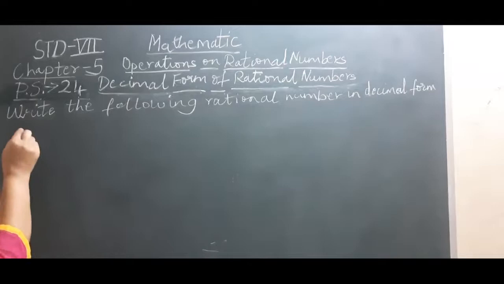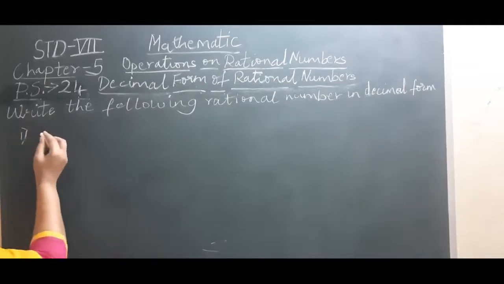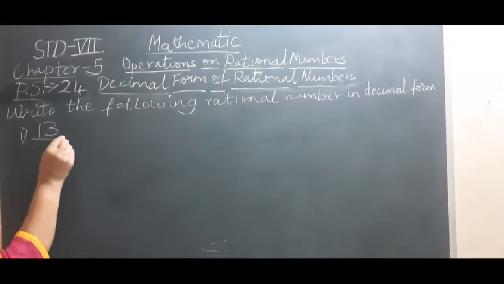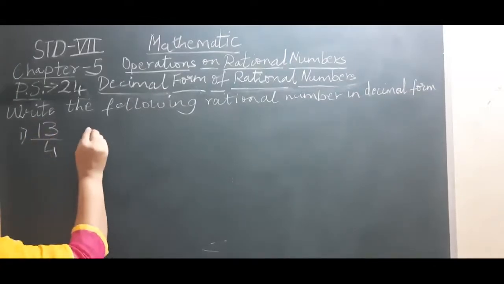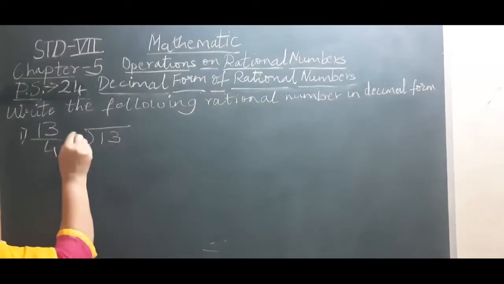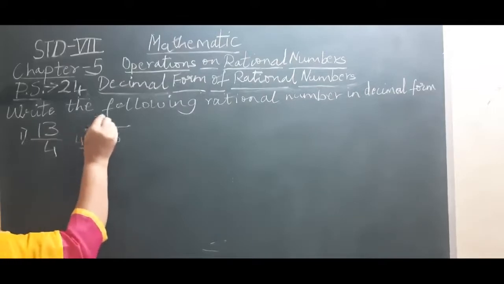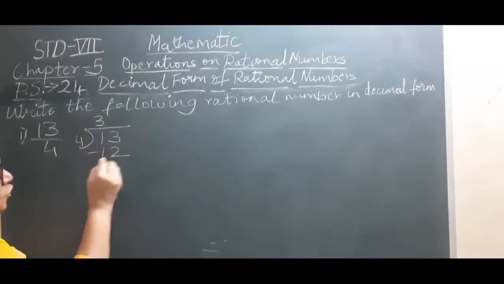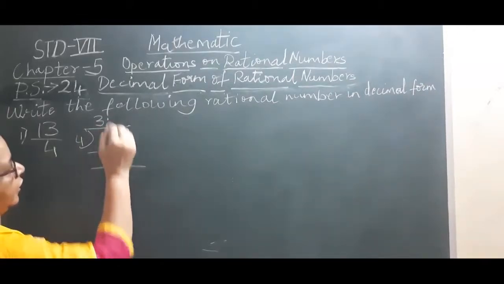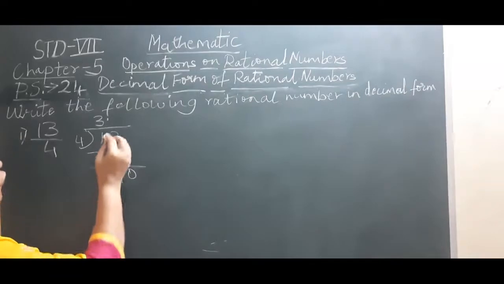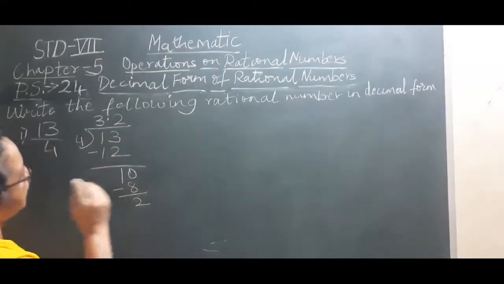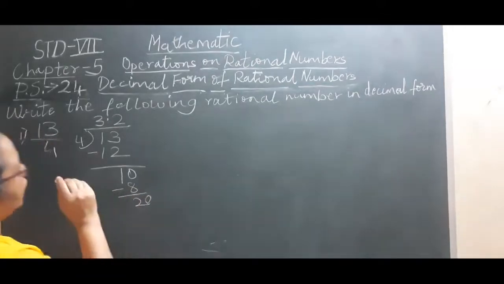The first sum given in the fraction form is 13 by 4. Now you know, children, how to write. We are going to put the division sign. Take the numerator inside and 4 outside. 3 4s are 12. We are going to minus 12. So what is remaining? 1. So we are going to put a point here. Add a 0. 4 2s are 8. Minus 8. 2 is remaining.